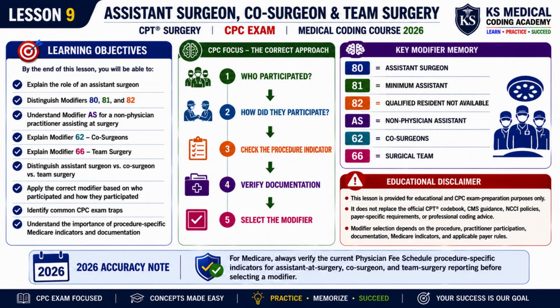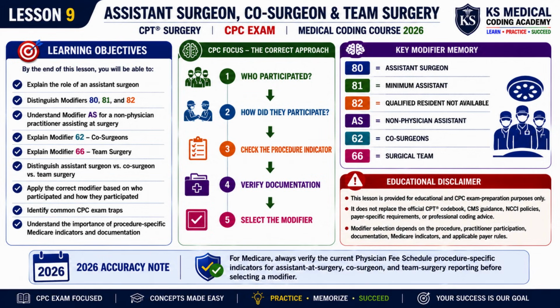Instead of selecting a modifier based only on the number of people involved, we need to understand who participated, how they participated, and what the procedure requires. Our coding approach is: who participated, then how did they participate, then check the procedure indicator, then verify documentation, then select the modifier.